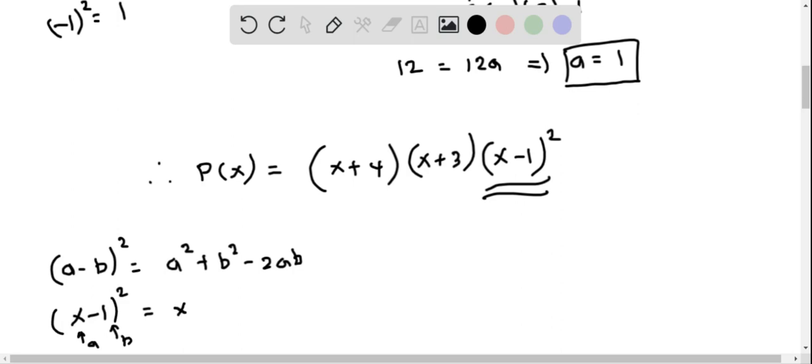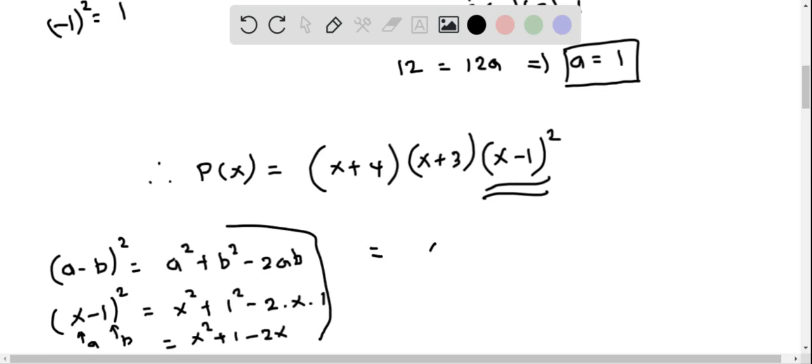So therefore this becomes x squared plus b is 1, so it is 1 squared, minus 2 times a is x and b is 1, and so this reduces to x squared plus 1 minus 2 times x, is 2x times 1 is 2x. So it is x squared plus 1 minus 2x. And so therefore, this p of x can be written as I put the first two factors as it is, or I can also multiply or FOIL this out.